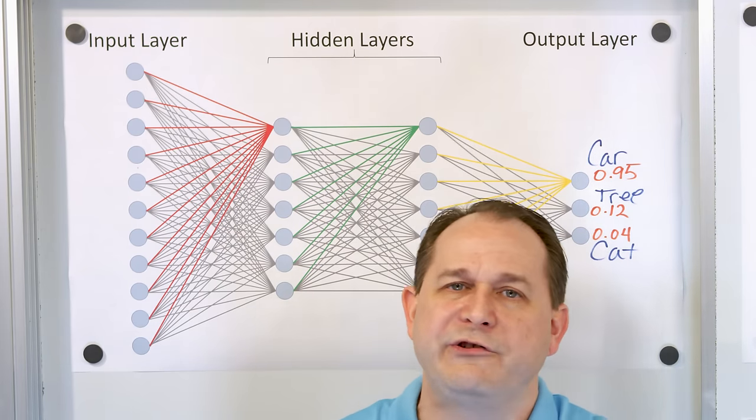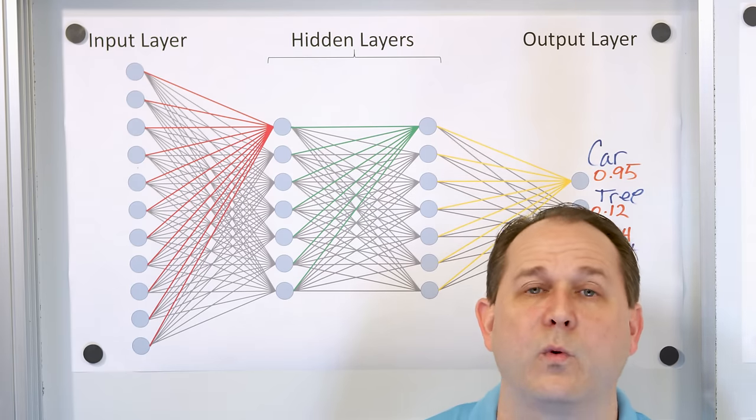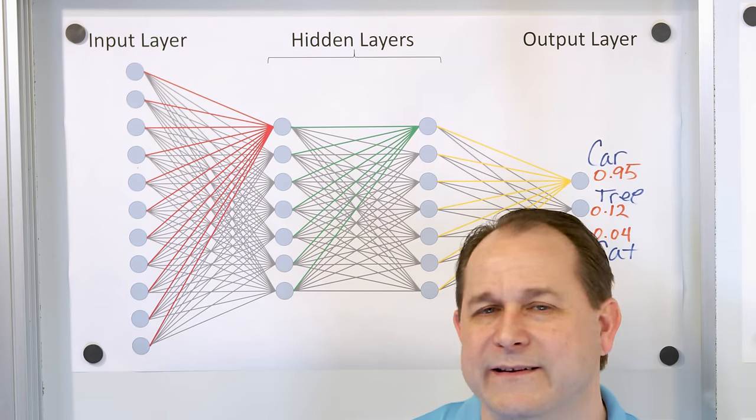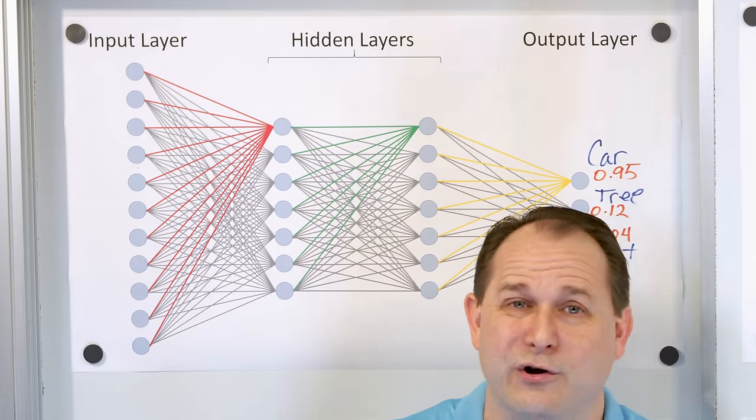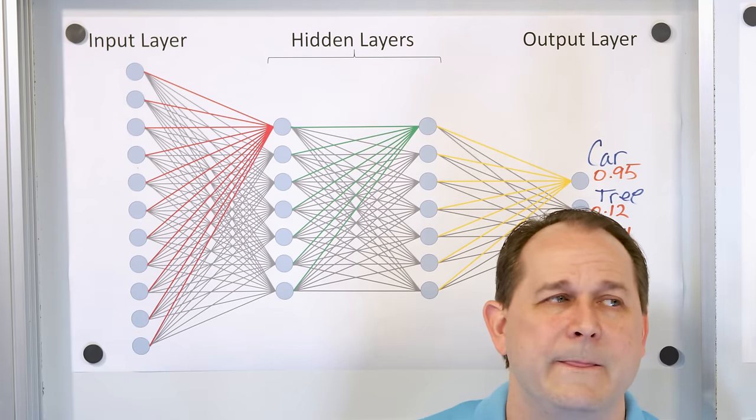Or if the network was only trained on cars and trees and cats, what if I give it a picture of a camel? It's not gonna know what a camel looks like. Hopefully it'll return cat because it's a little closer than the other ones.